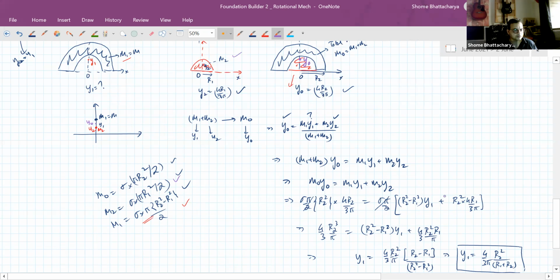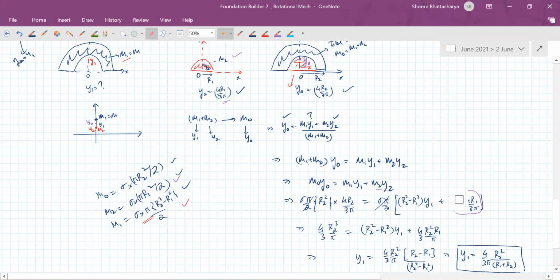Yes, this term I've substituted wrong here. No? This is M2 into Y2. Now M2 also depends on R2 square, no? And Y2 is also 4R1 by 3 pi. Yes. Understood? So this has to be corrected.